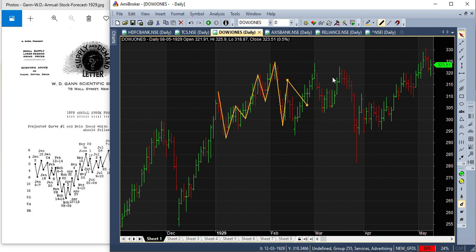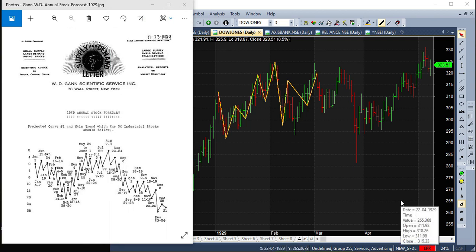March 4th or 5th is the high, and we have here a high on March 4th. So you can see here that Mr. Gann was accurate more than 90% of the times by plus or minus 1 day.